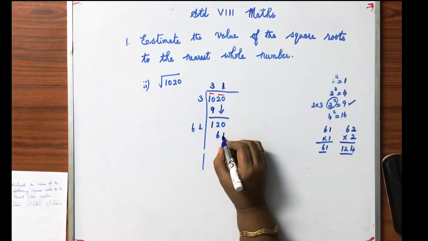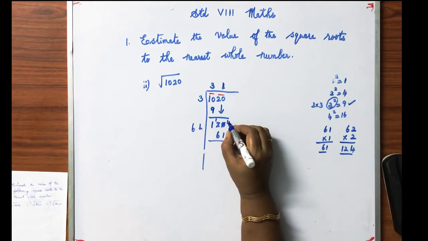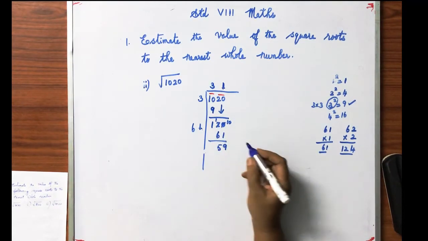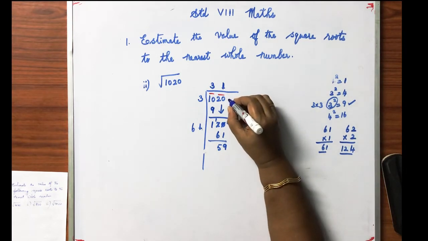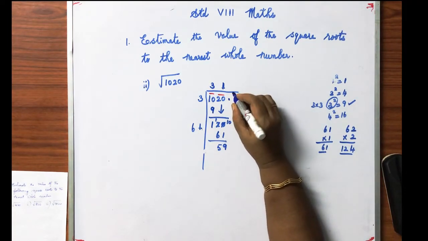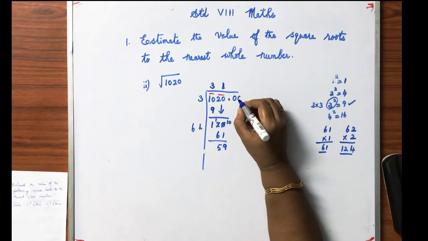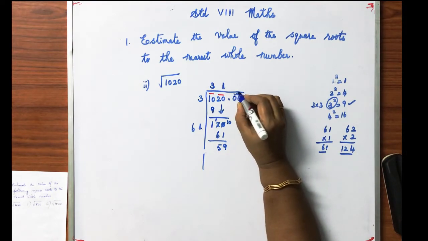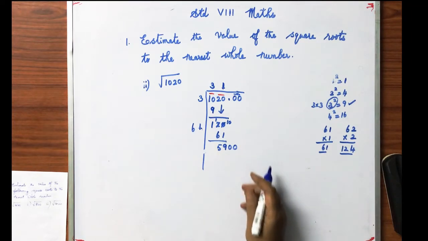So 61. Now you should subtract. 2 becomes 1 and this becomes 10. 10 minus 1 is 9. 11 minus 6 is 5. We have to estimate or round off the number. So we should find out one decimal place. So keep the decimal point. Because it is a square root, we have to add 2 zeros. Then pair the number. Now bring down next pair, that is 2 zeros.